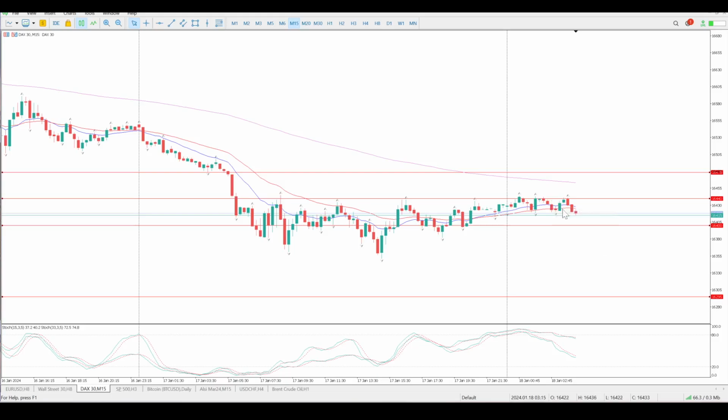If we do break to the downside, and I'd be looking at 16,400 for my cue, I'd want to see a break, I want to see a pullback, and I want to see a rejection. I don't want to see this kind of price action around that level. That's not going to interest me.